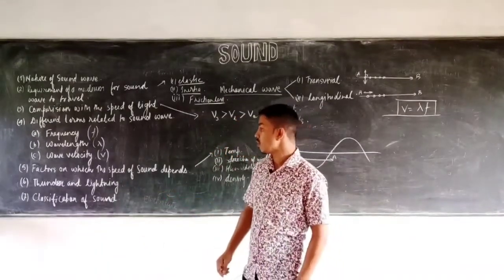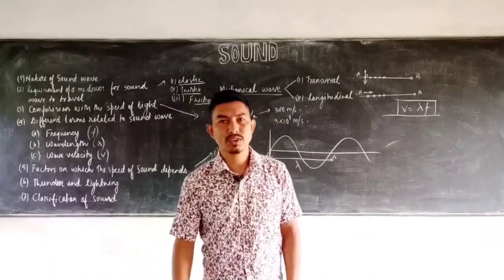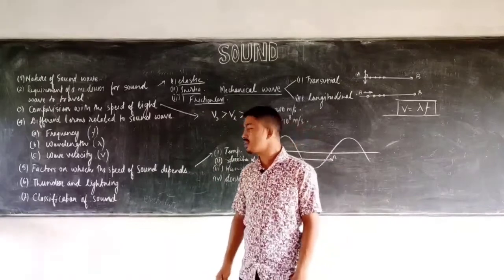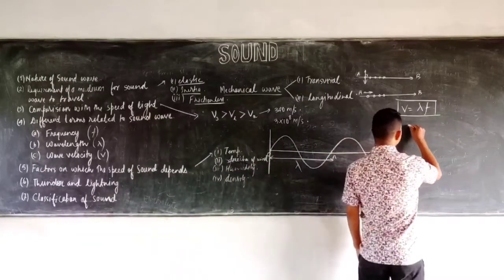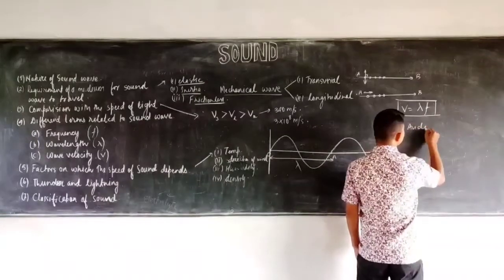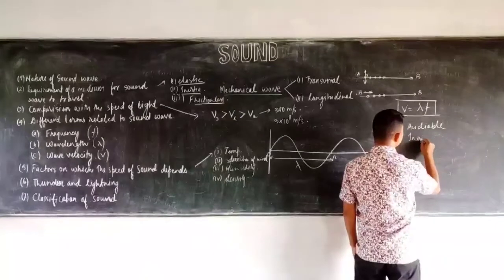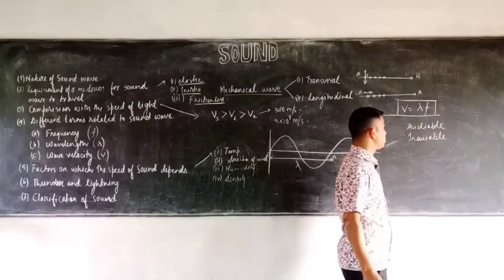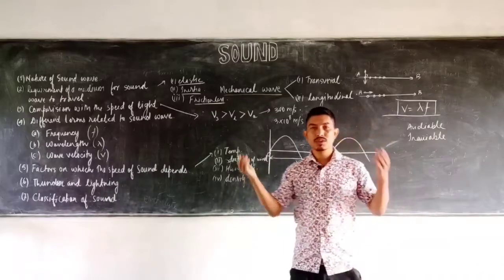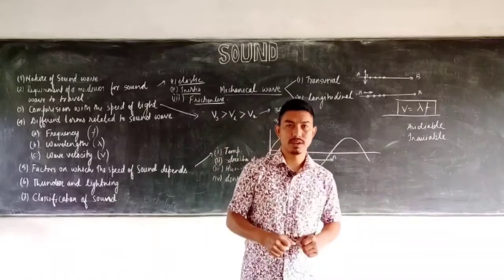Now coming to the final topic, that is the classification of sound. The sound can be classified into various types depending upon its frequency. So the sound wave can be classified as audible sound and inaudible sound. Audible sounds are the ones which we can hear and the inaudible sounds are the ones which we cannot hear.